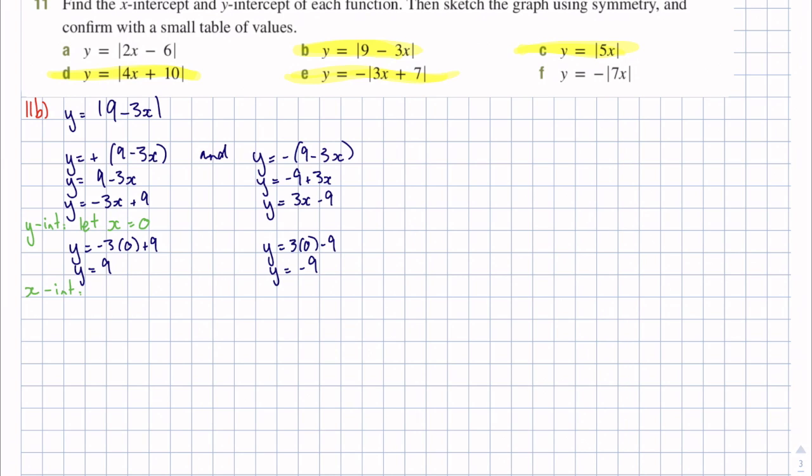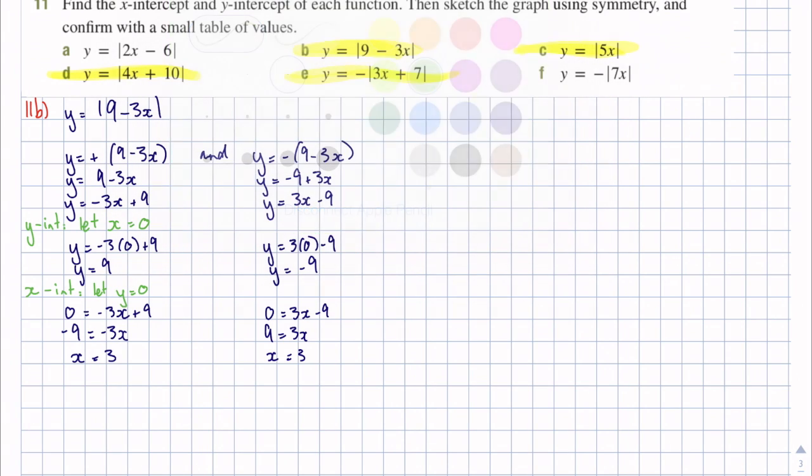X-intercept. Let y equals 0. So this time we've got 0 equals negative 3x plus 9, so negative 9 equals negative 3x. X equals positive 3, because negative 9 divided by negative 3 is positive 3. This one we've got 0 equals 3x take 9, so 9 equals 3x. Again, x equals positive 3. No, I haven't messed it up. Okay.